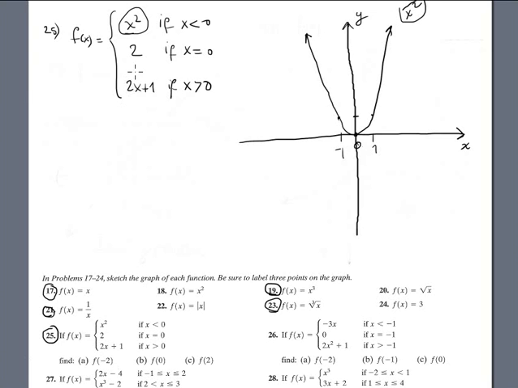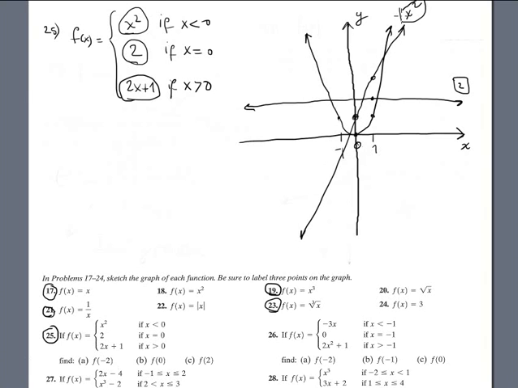The second piece is just 2. 2 is here. Horizontal line. And the last piece is 2x plus 1, because for the line, the y-intercept is 1 and the slope is 2, therefore it's 1 and 2 rise here. This is the line that corresponds with the equation 2x plus 1.